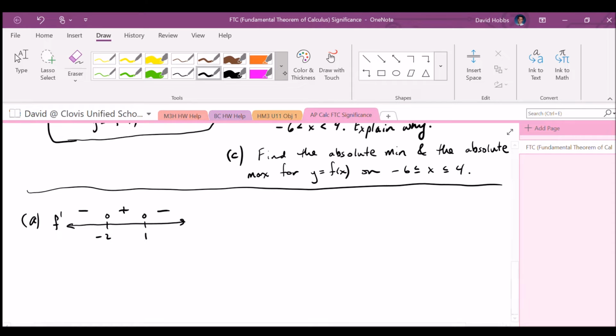Okay? And so that tells us that we have a relative minimum at x equals -2, since it's a critical point and it goes from negative to positive, and we have a relative maximum at 1, because it goes from positive to negative. Okay, now it's nice to have the number line, but that is not an explanation that they would accept on the AP exam. It must be a sentence. So let's write it out here.